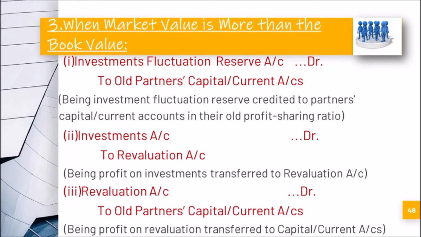Now, entry number three, revaluation account debit to old partners' capital or current accounts. Like they were bearing the losses, now they are getting the profit as well. So, being profit on revaluation transferred to capital or current accounts. Understood? Now let's move on.